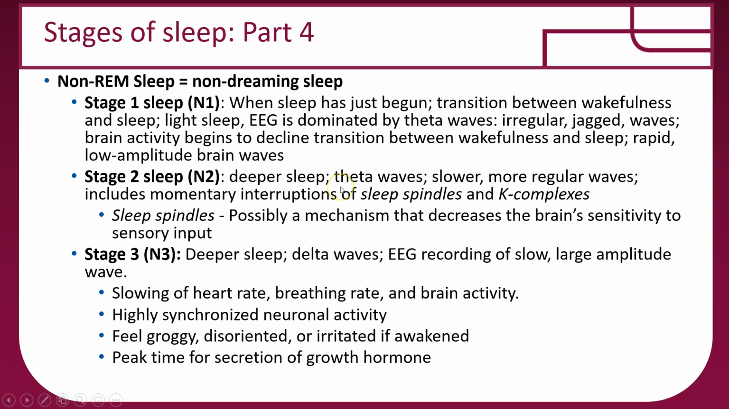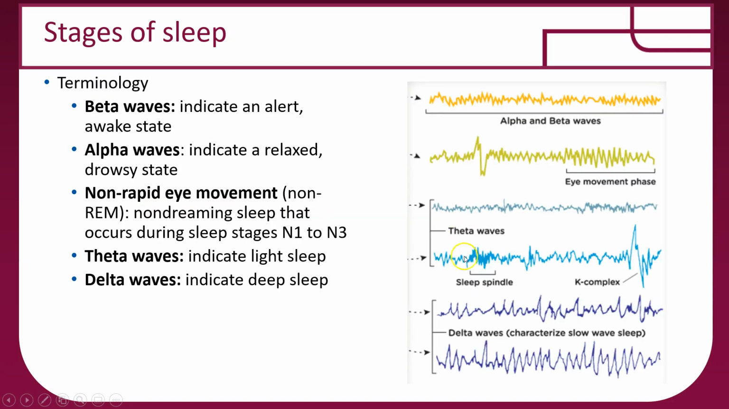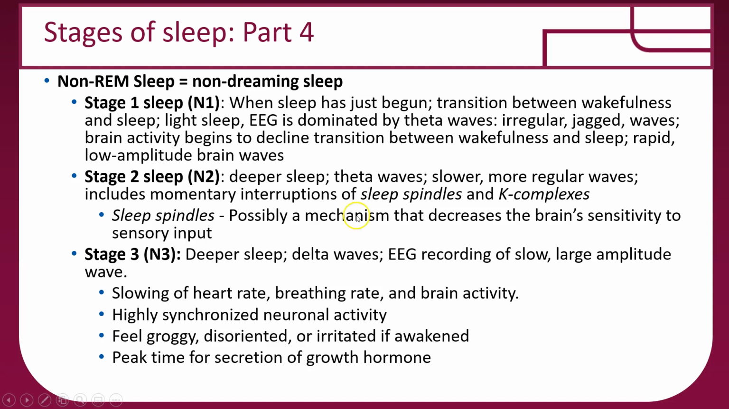Stage 2 sleep, or N2, is a deeper sleep. Again, we've got theta waves, but we have more complex, more regular waves. And we, in stage 2 sleep, see two particular brain waveforms called sleep spindles and K complexes. You can see them here. Here's a sleep spindle. Here's a K complex. Again, not something that we would be able to maybe tell on our own, but this is what they look like. You only see these in stage 2 sleep.